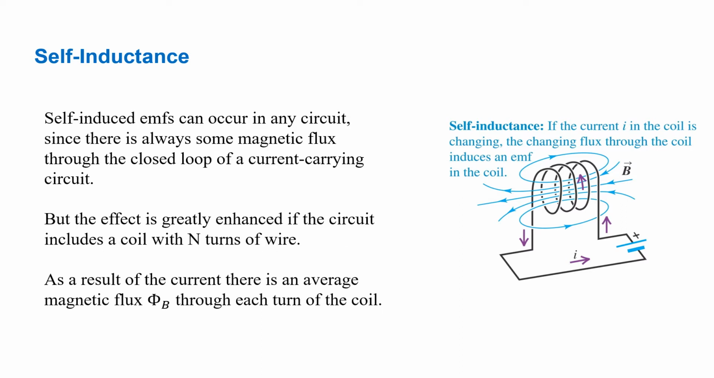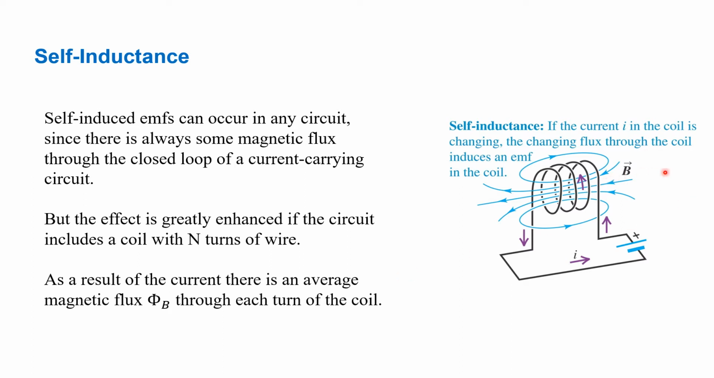Self-induced EMFs can occur in any circuit since there is always some magnetic flux through the closed loop of a current carrying circuit. But the effect is greatly enhanced if the circuit includes a coil with N turns of wire, such as this one here. As a result of the current, there is an average magnetic flux, Φ_B, through each turn of the coil.